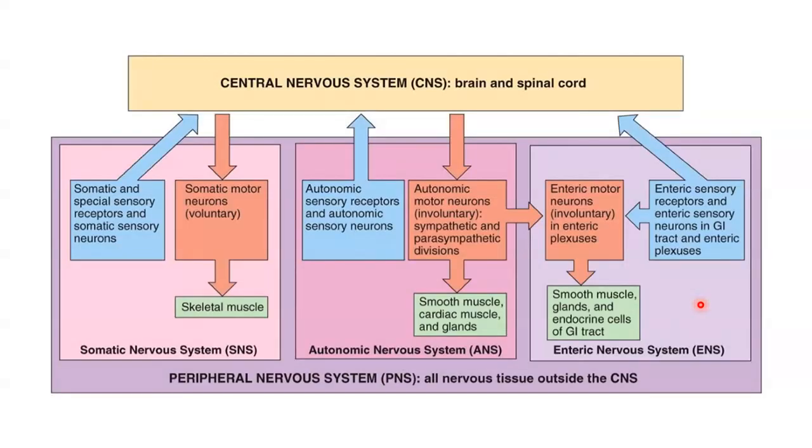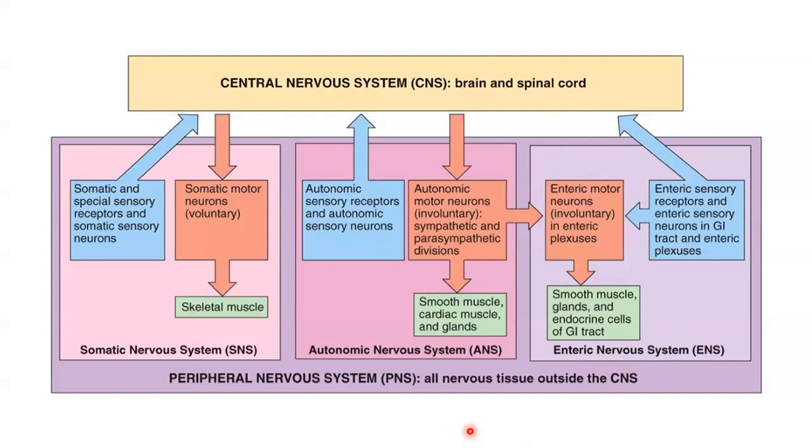So this image here we've seen before. It is describing the organisation of the nervous system. So we have our central nervous system, which is our brain and our spinal cord up the top here in yellow. We have our peripheral nervous system, which is everything outside of our brain and spinal cord, down here in purple. We then divide our peripheral system into 3 different divisions. So we have the somatic nervous system, we have our autonomic nervous system, and we have our enteric nervous system.